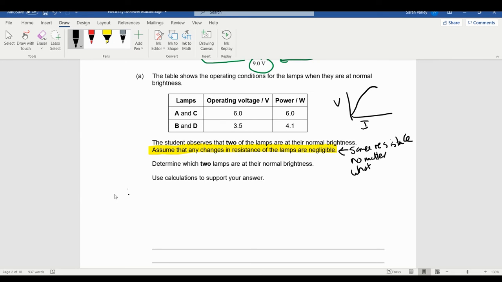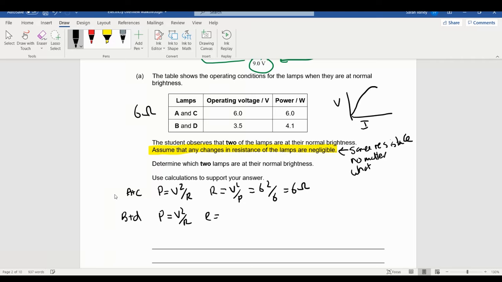So I've got A and C. Power is V squared over R, so R is V squared over the power. So I've got 6 squared over 6, so I've got 6 ohms. So the resistance of A and C is 6 ohms. And for B and D, power equals V squared over R, so R equals V squared over P. So it's going to be 3.5 squared over 4.1, and that is approximately 3 ohms. So I know that the resistance of these lamps are going to be 6 ohms and 3 ohms.